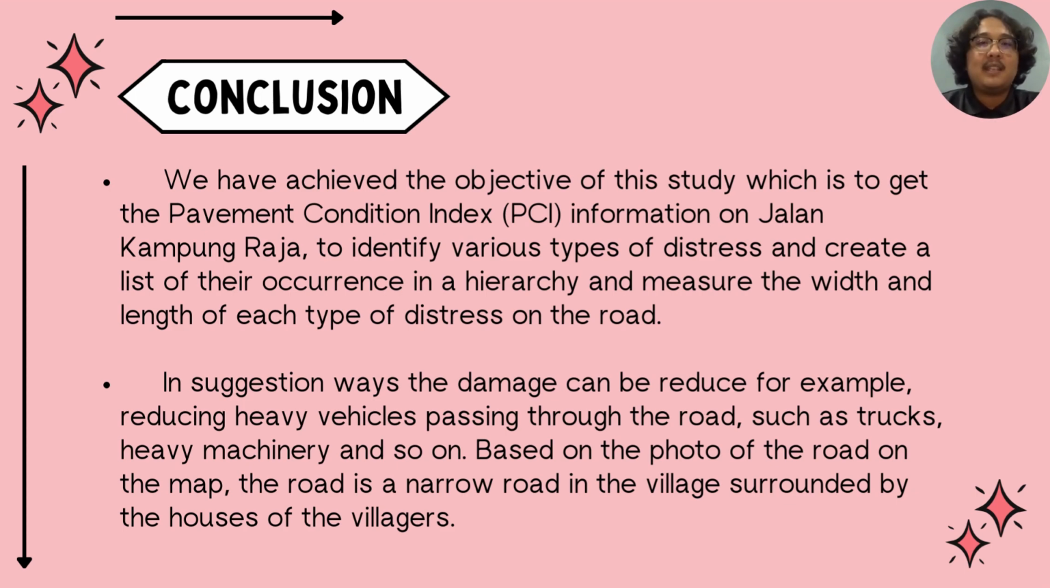As a suggestion, the damage can be reduced, for example by reducing heavy vehicles passing through the road, such as trucks, heavy machines, and so on. Based on the photo of the road on the map, the road is a narrow road in the village surrounded by the houses of the villagers. By reducing the use of vehicles like this on the village road, the damage to the road will be decreased, simultaneously saving the cost of repairing roads in the village.